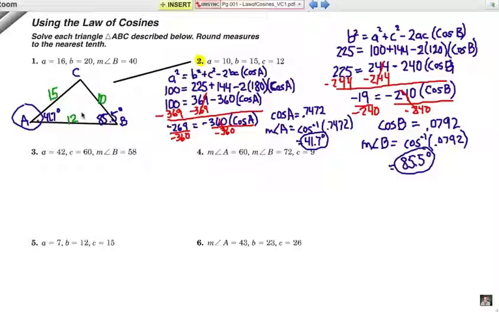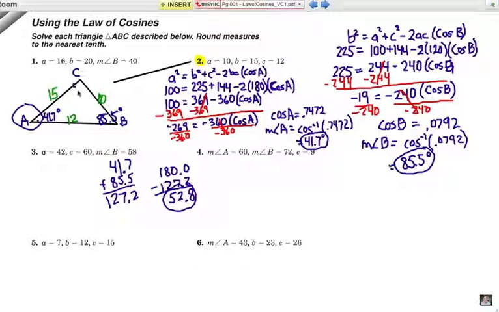Now to find angle C, yes, you could use the law of cosines again, but look for the easiest way. How about all three angles add up to 180 degrees? So let's add these two together and subtract from 180. Total of 127.2. Let's subtract that from 180 and get our answer for angle C. 52.8 degrees. 52.8 degrees.